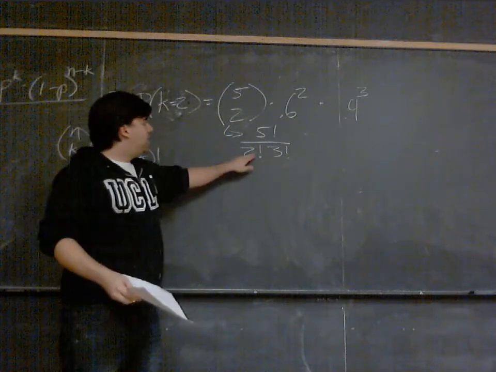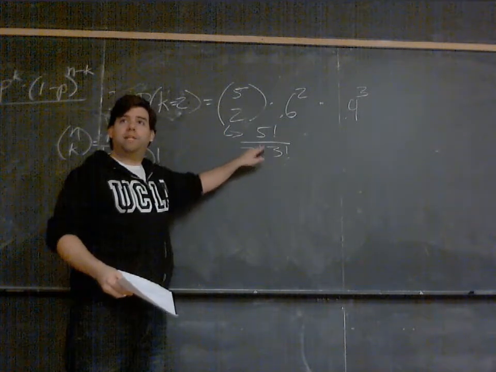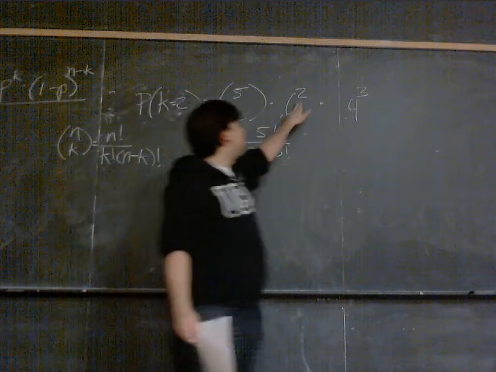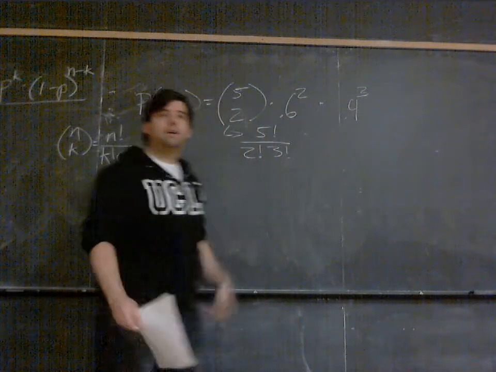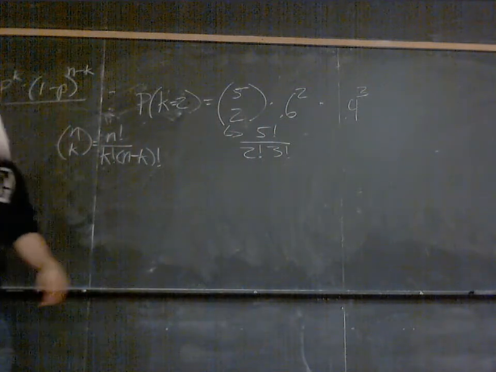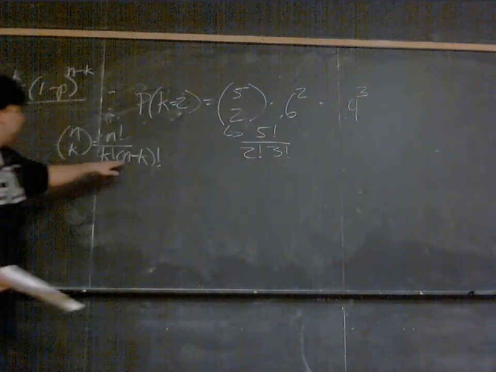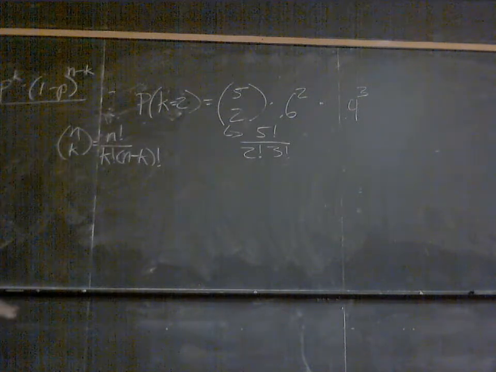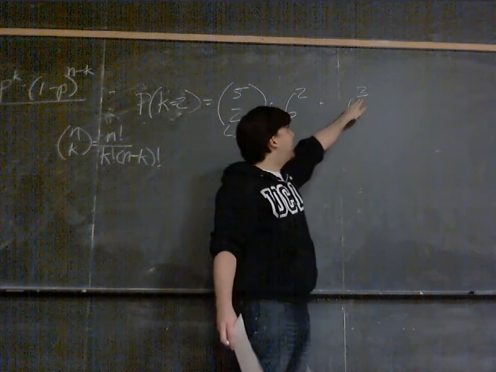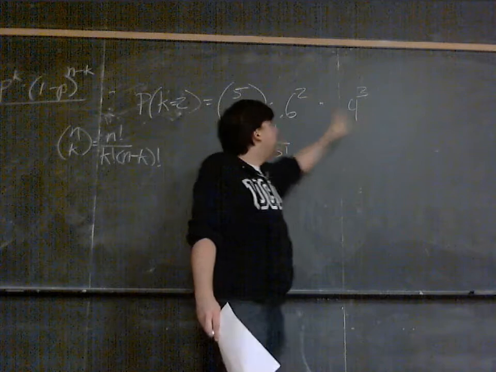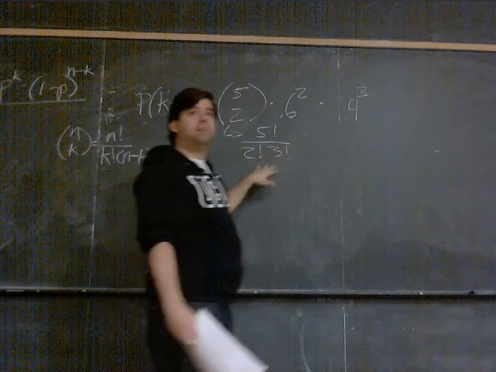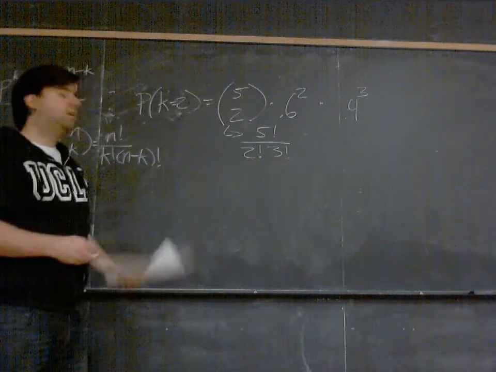Notice the values in the denominator of my choose function are just the same as my powers on p and 1 minus p. Because here I have an n minus k, 5 minus 2 is 3, and it's the same for the same reason that I had an n minus k up here. So it's always going to be the same values, but with an exclamation mark.